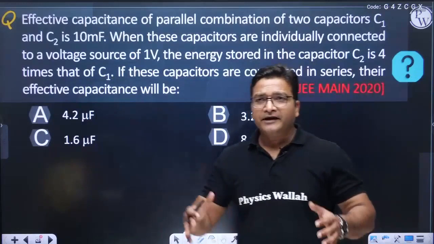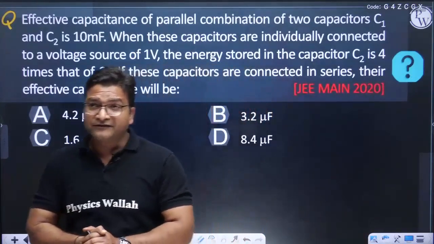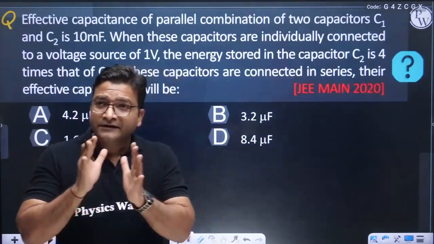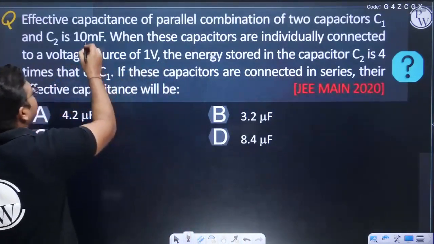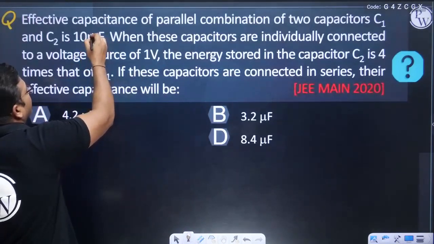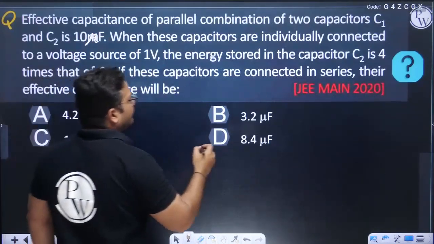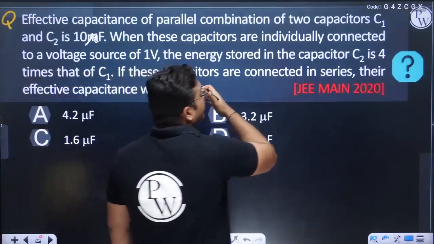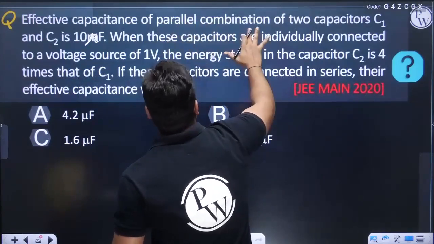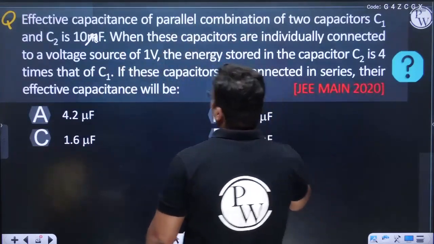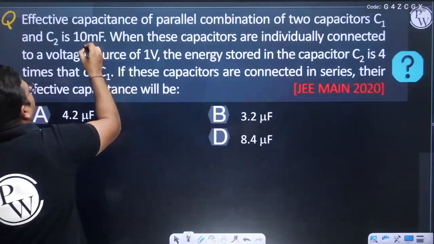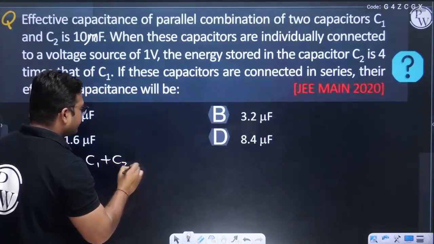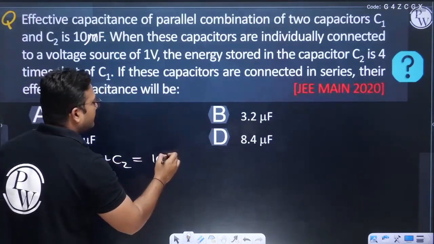Here we have the effective capacitance of a parallel combination of two capacitors, which is 10 microfarad. So we have two capacitances, C1 and C2, and their net capacitance in case of parallel combination is 10 microfarad. So I think I can write C1 plus C2 as 10 microfarad.